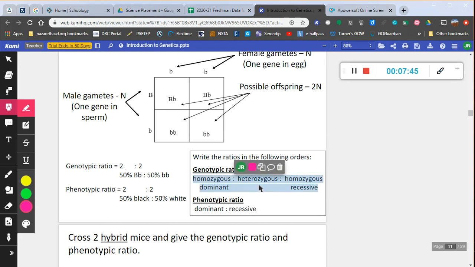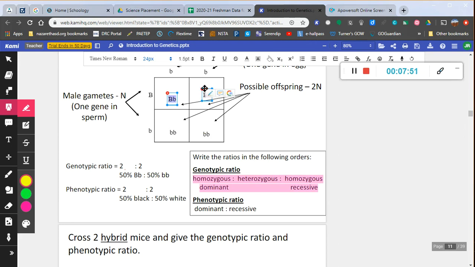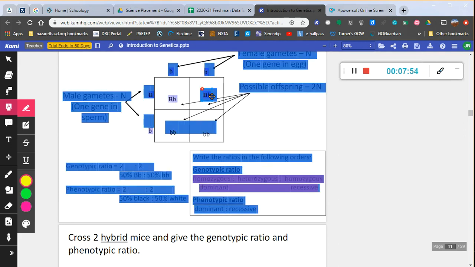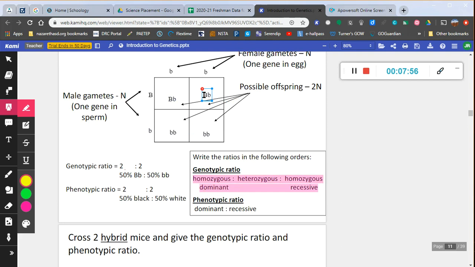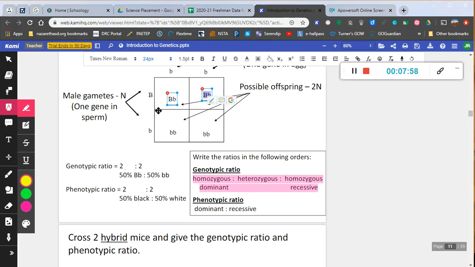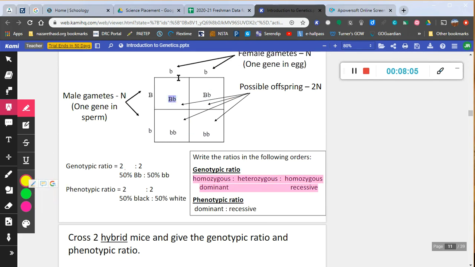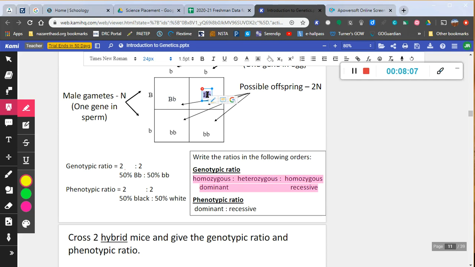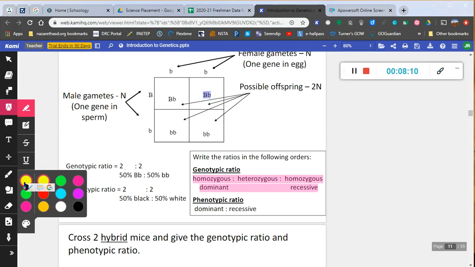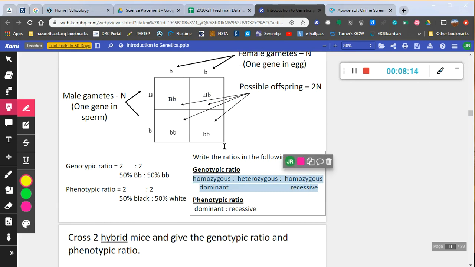How many heterozygous offspring do I have? Well, I have 2, right here. These 2 boxes here, which don't want to highlight for me. And then homozygous recessive, I also have 2. These 2 lower boxes.